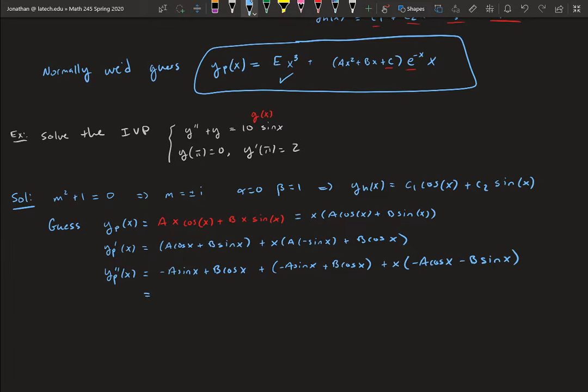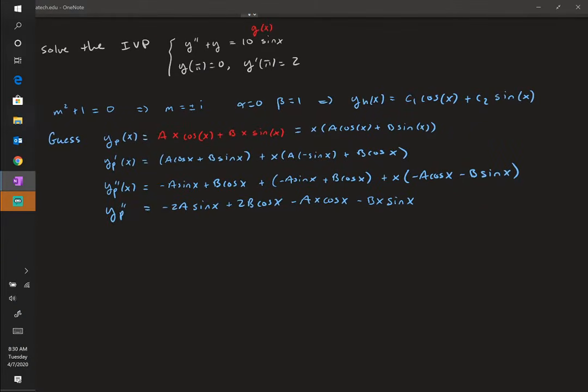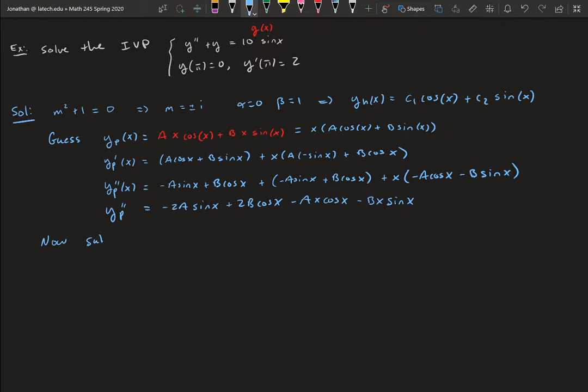And now I'll combine that to give me yp double prime equals negative 2a sine x plus 2b cosine x minus ax cosine x minus bx sine x. That's yp double prime. And now I need to take those and substitute them into the left-hand side of the non-homogeneous equation.